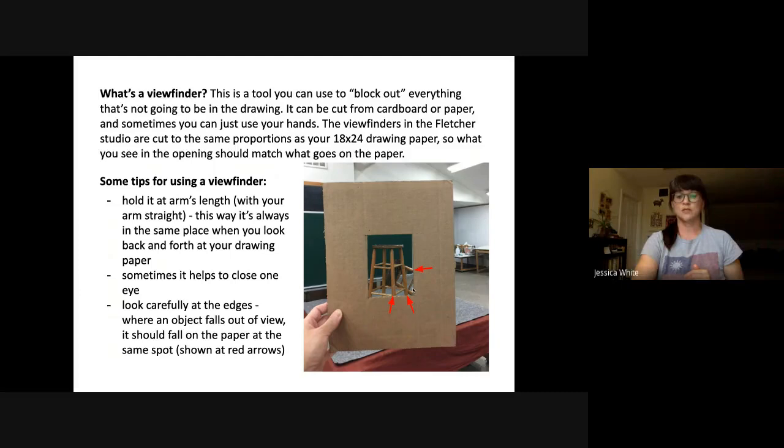So I've shown this with these red arrows. You'll notice that the leg of this stool kind of falls off the viewfinder almost halfway in the middle of that frame. So that's where the leg is going to be drawn on your paper. This one also is right about halfway in the middle of the frame across the bottom. So that's where that leg is going to fall on the paper. And then this is going to be kind of in between, about a quarter of the distance. So that's where that leg is going to be drawn. So in this way, you can find proportions by how things are fitting just right on your paper.